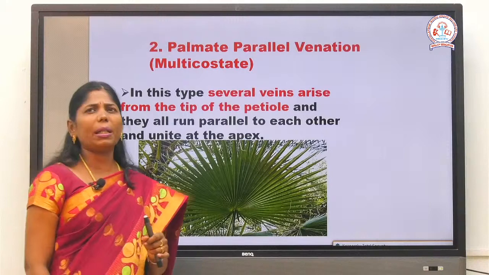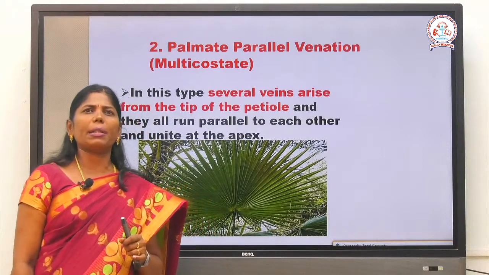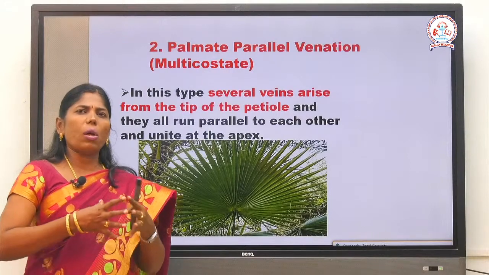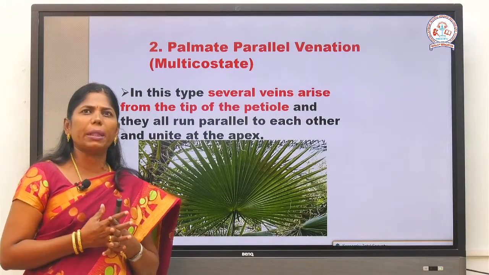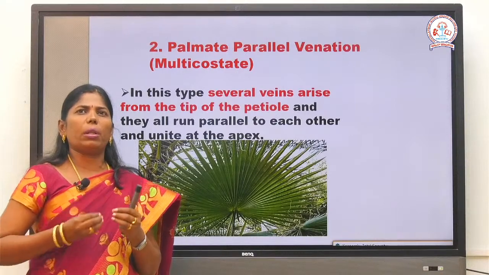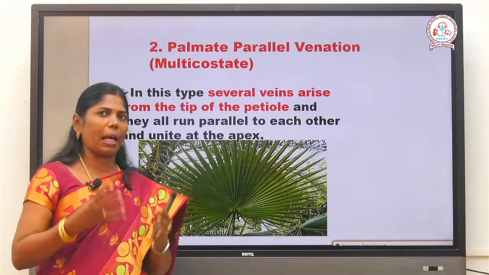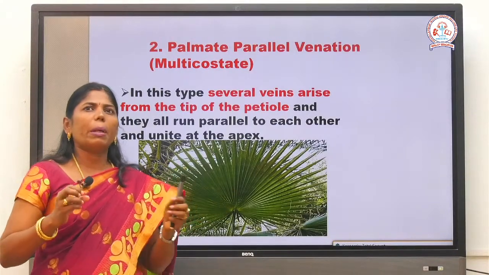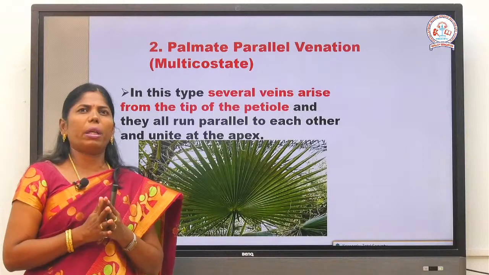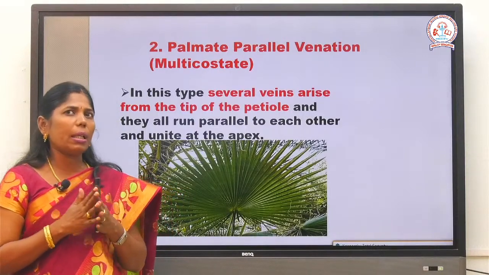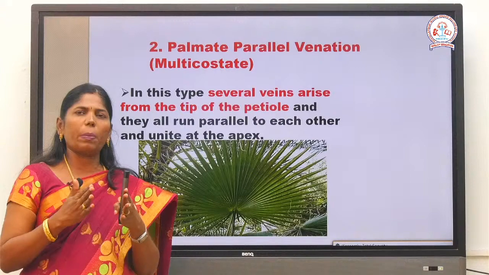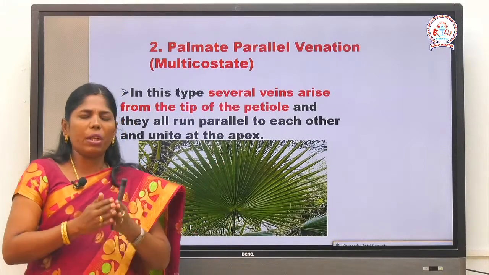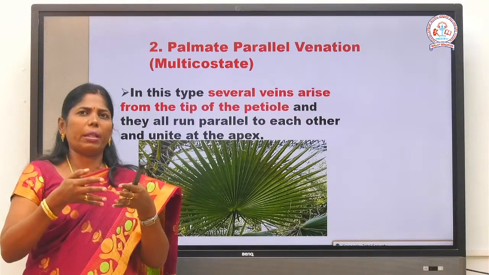Next one is palmately parallel venation, which is otherwise called multicostate. In this type several veins arise, a bunch of veins from the tip of the petiole, not the base of the lamina. They run parallel to each other, but unite at the apex. If they are united in the apex region, we call it convergent. Actually this one is divergent. Convergent means everything tapers together. An example is grass.